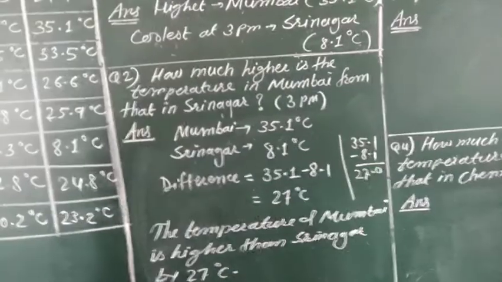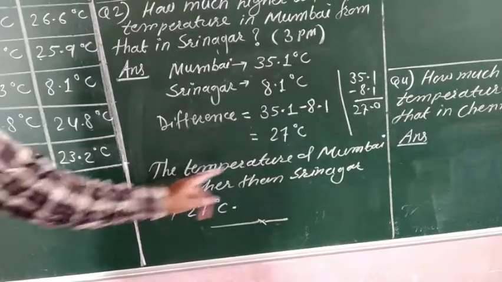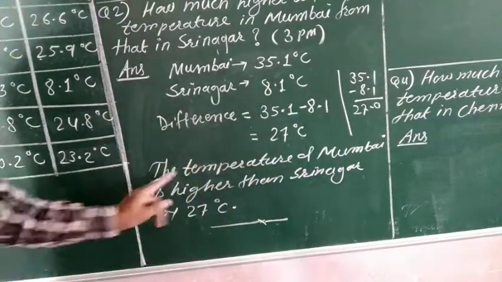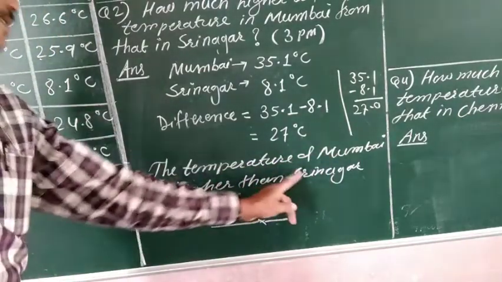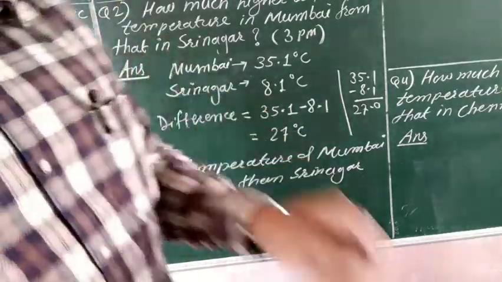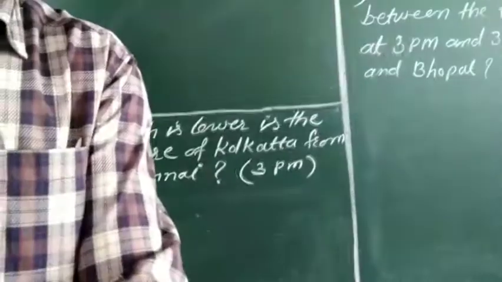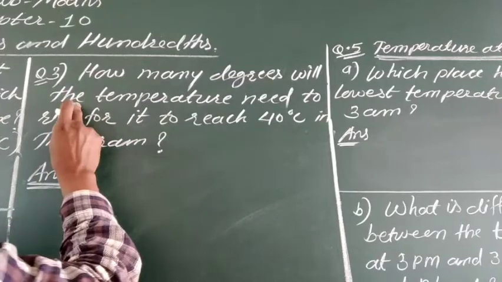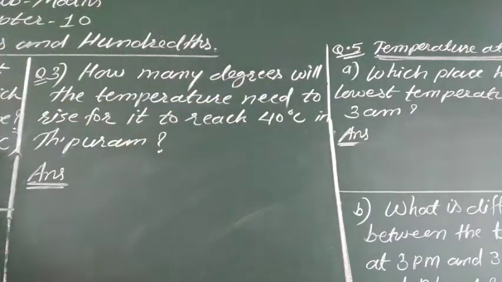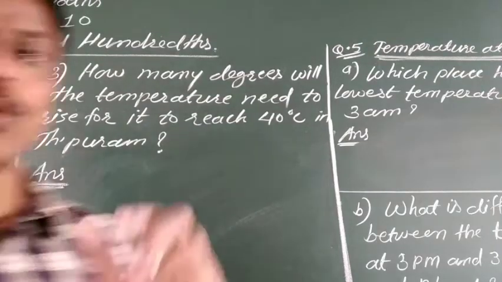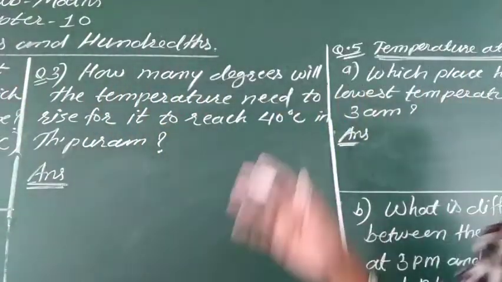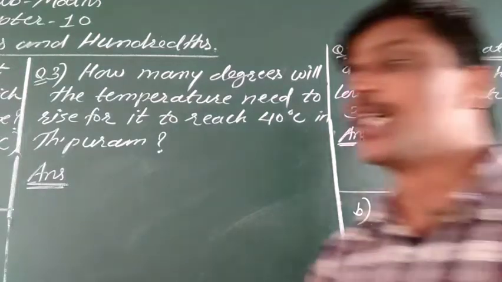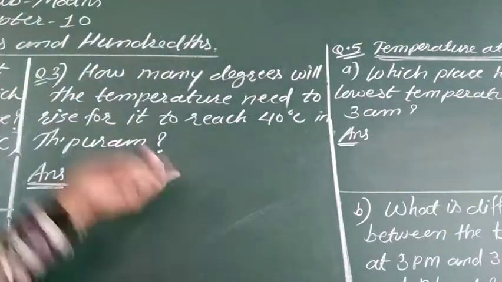So see again, once again you see the temperature of Mumbai. The temperature of Mumbai is higher than Srinagar by 27 degrees Celsius. Now come to question number 3. How many degrees will the temperature need to rise for it to reach 40 degrees Celsius in Thiruvananthapuram? Now you have to raise the temperature of Thiruvananthapuram to 40 degrees. So how many degrees do we have to add to raise it to 40 degrees?